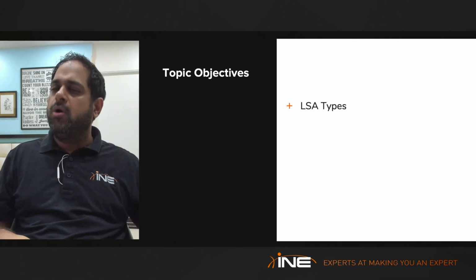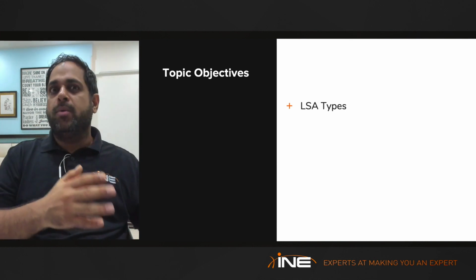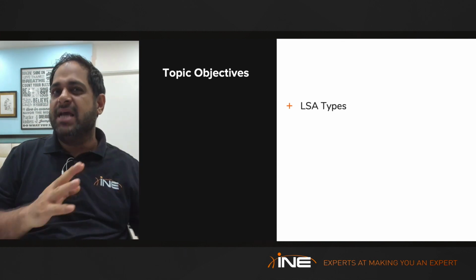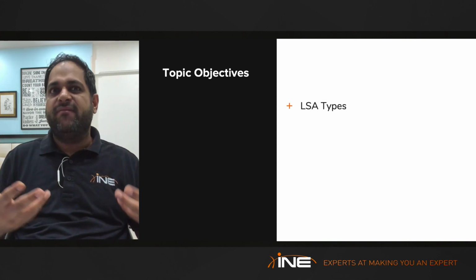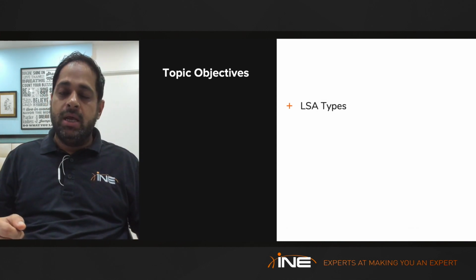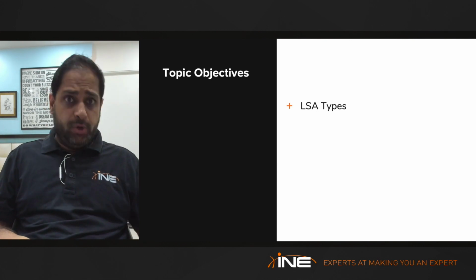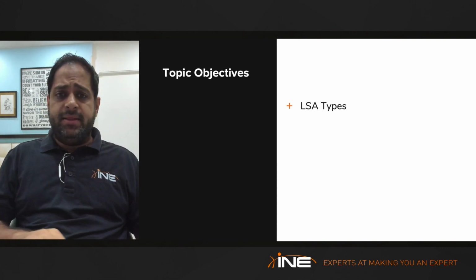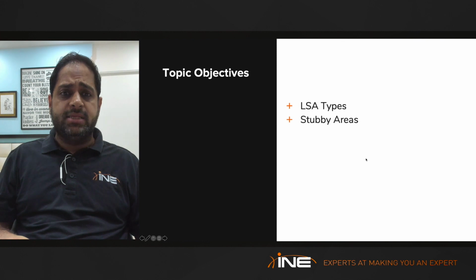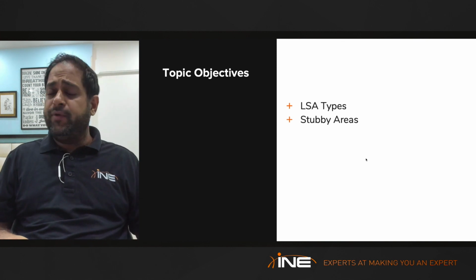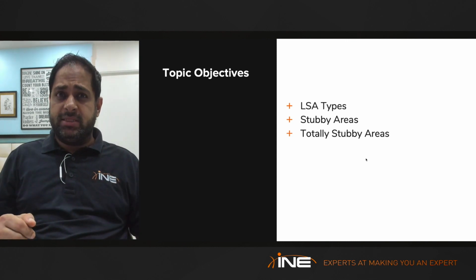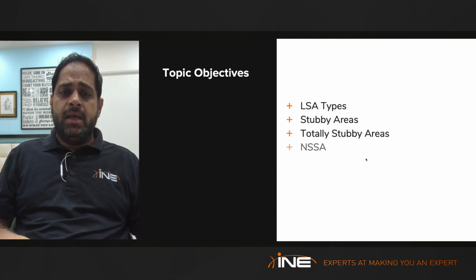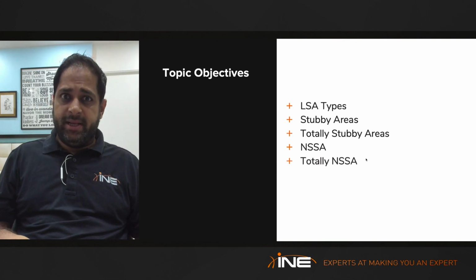Again, it won't be really in-depth to a point where we are looking at a CCIE level. It's just going to be an introduction to the LSA types because our main focus is going to be on the stubby areas. So we would look at LSA types, and the next thing that we would look at is going to be stubby areas, configuring stubby areas, totally stubby areas, the differences between stubby and totally stub. Then we would look at not so stubby areas and then totally not so stubby areas.